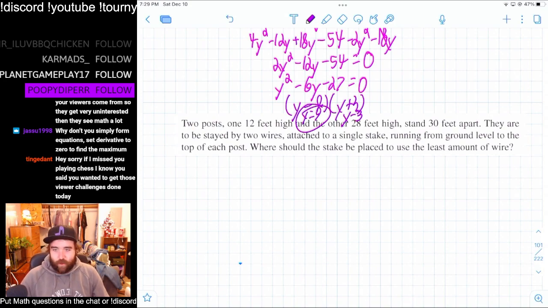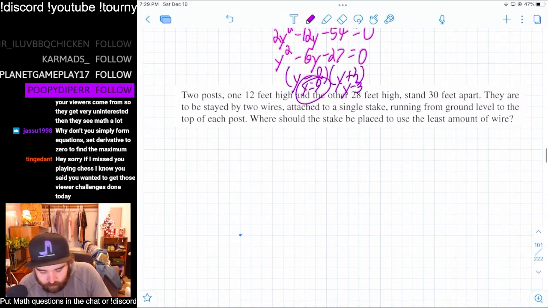2 posts, one 12 feet high and the other 28 feet high, stand 30 feet apart. They are to be stayed by 2 wires attached to a single stake running from ground level to the top of each post. Where should the stake be placed to use the least amount of wire? So they didn't draw a picture for us in the book, so let's draw a picture ourselves.